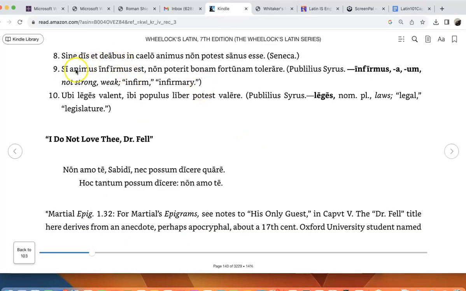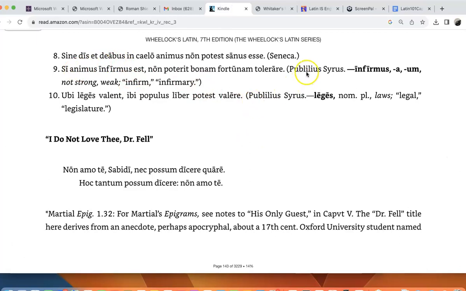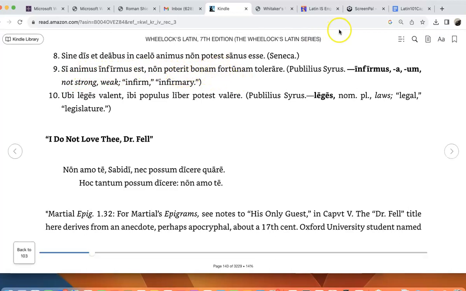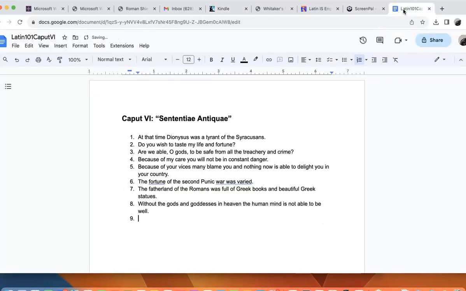All right, a couple more here. Another one, a quote by Publilius Syrus. Si animus infirmus est, non poterit bonum fortunam tolerare. And that means that if the mind is weak, it will not endure good fortune. So let me write that down there.